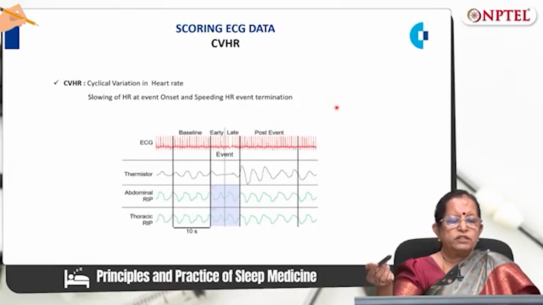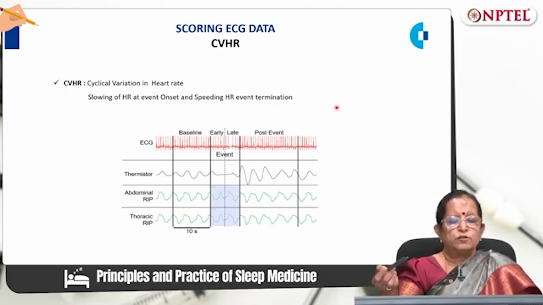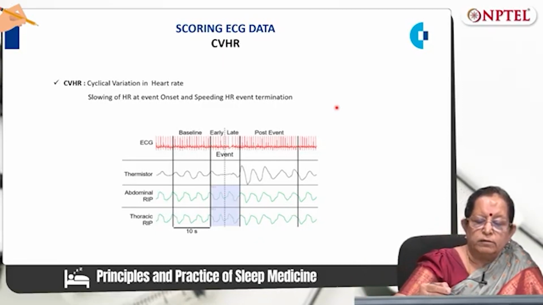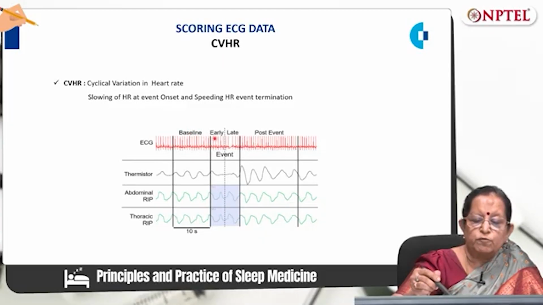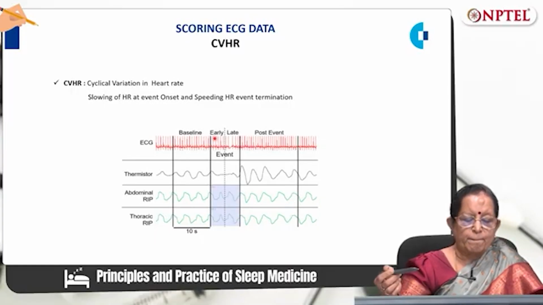One more terminology, CVHR, that is cyclical variation in heart rate. That is slowing of HR at the event onset and then speeding of HR at the event termination. See, this is baseline. Here, early it is slowing. Then later in the event, there is speeding of the heart rate.